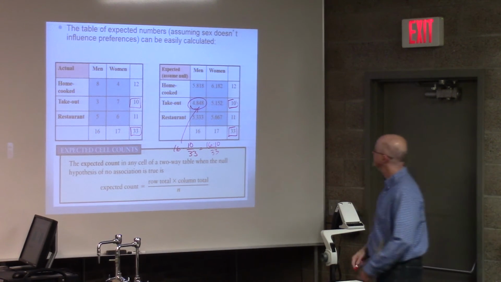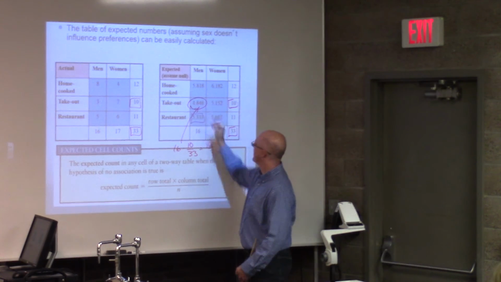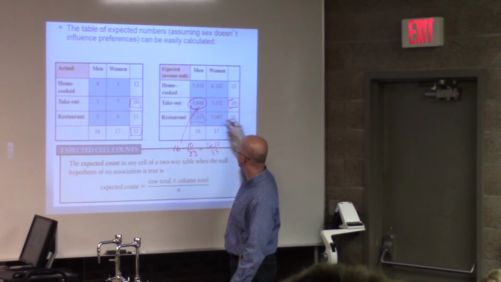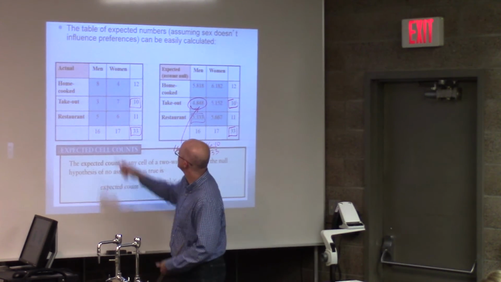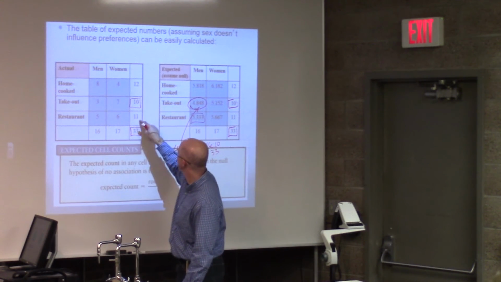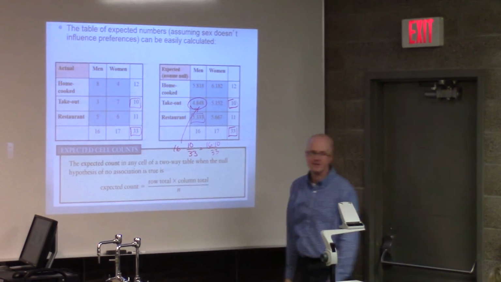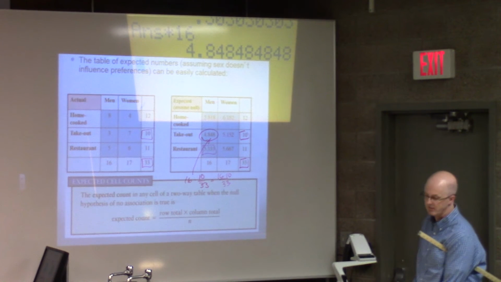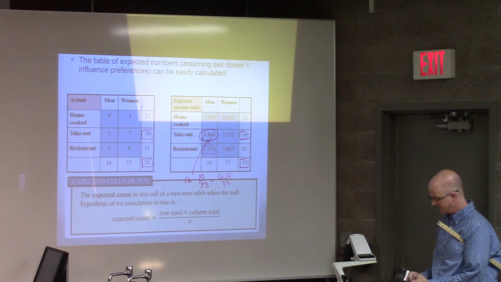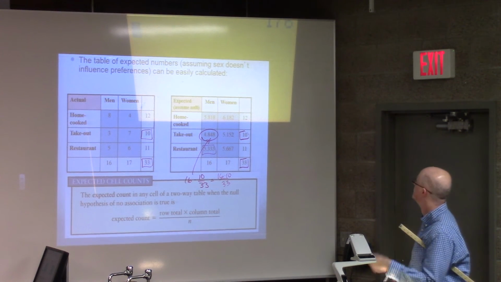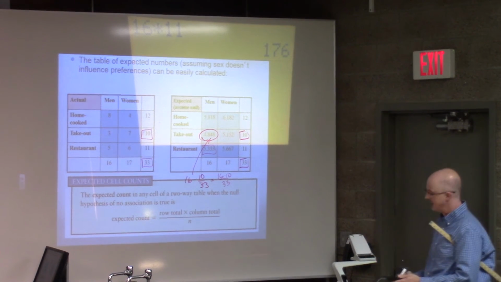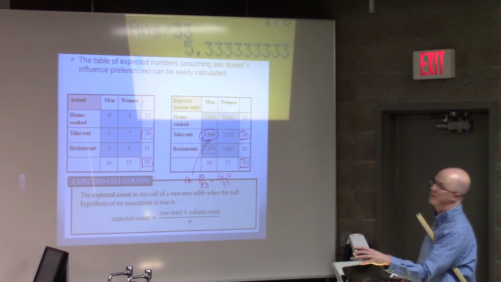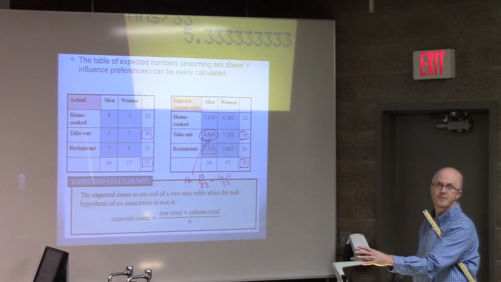Try it for another one. Check this number right here, 5.333. That's in the male column in the restaurant row. So take 16 times 11, divide by 33. Give it a try. 16 times 11, divide by 33. You'll get 5.333. And then you can do it as a two-step process if you like. 16 times 11 is 176. Divide by 33. You get 5.3 repeating. Okay?